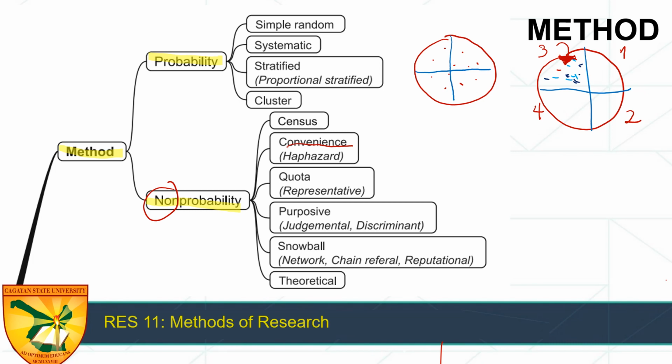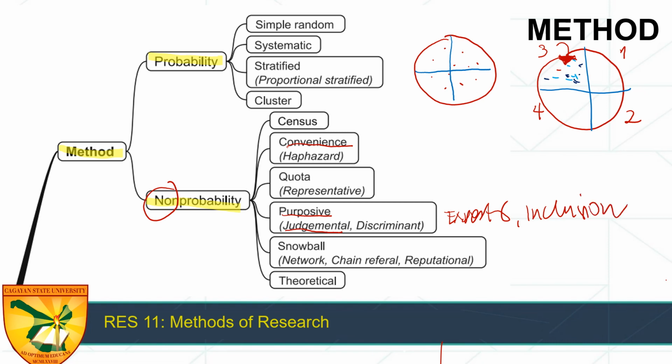For the purposive sampling, this is called judgmental sampling, and these samples are chosen based on the goals of the study. So they may be chosen based on their knowledge. They may be the experts here, or they satisfy the traits or conditions set by the researcher, the inclusion criteria.